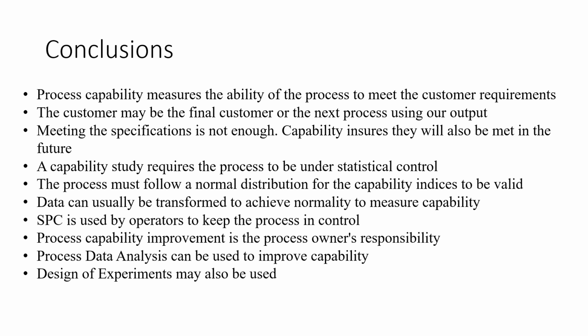A capability study requires the process to be under statistical control. The process must follow a normal distribution for the capability indices to be valid. Data can usually be transformed to achieve normality and enable a capability study. SPC is used by operators to keep the process in control. Process capability improvement is the process owner's responsibility. Process data analysis can be used to improve capability. Design of experiments may also be used.